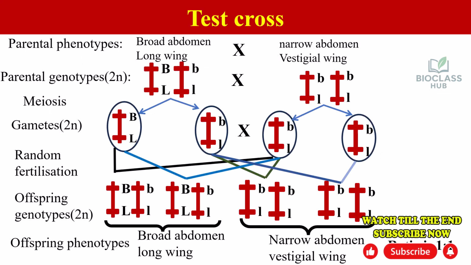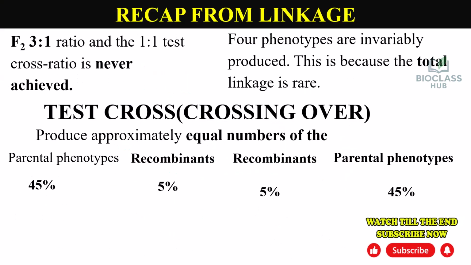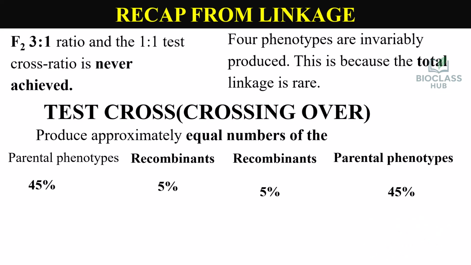In the previous linkage video, we had a 1-to-1 ratio for the test cross. However, today, we are going to see that total linkage is not possible and recombinants are produced in small equal numbers.